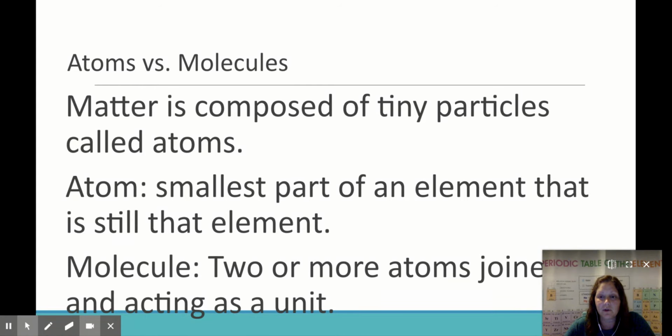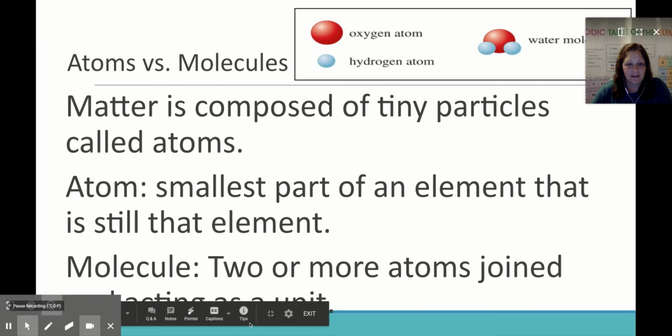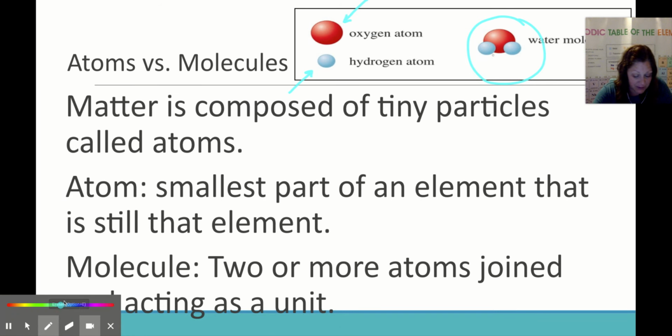We get molecules when we get two or more types of atoms joined together. So for example, for a molecule, we are going to have two or more types of atoms joined together. If you have an oxygen atom and a hydrogen atom, and you chemically combine two hydrogen atoms and one oxygen atom, we can get a water molecule. Each sphere represents an atom. And when they are connected, they connect in a molecule.